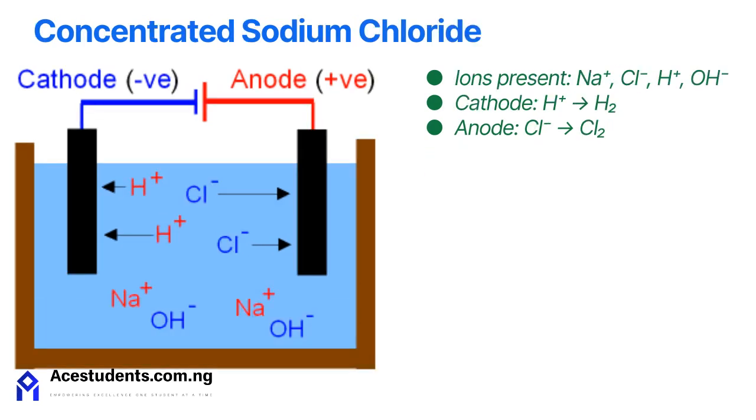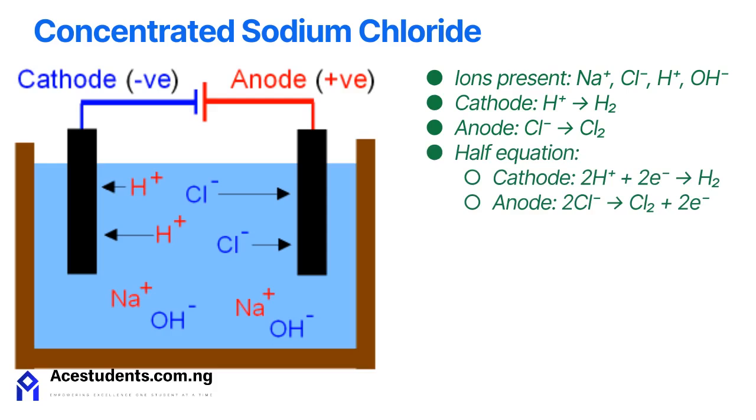Now let's consider concentrated aqueous sodium chloride. The ions present are sodium ions, chloride ions, hydrogen ions, and hydroxide ions. At the cathode, hydrogen is discharged instead of sodium because hydrogen is lower than sodium in the electrochemical series. At the anode, chloride is discharged instead of hydroxide because of its higher concentration. Observation: bubbles of hydrogen gas at the cathode and greenish-yellow chlorine gas at the anode.